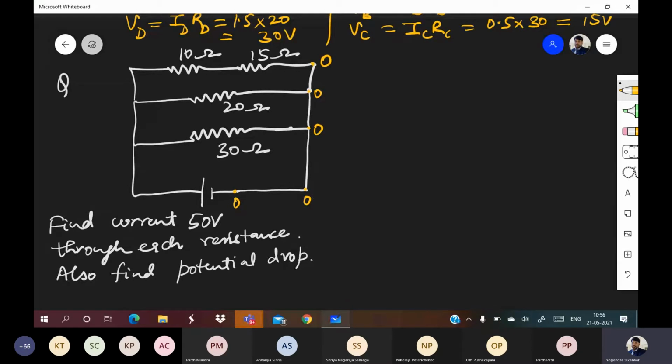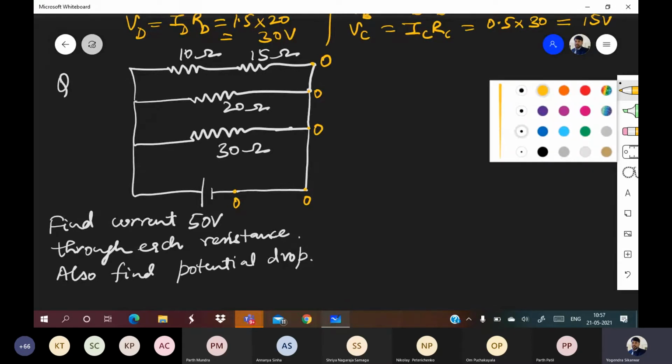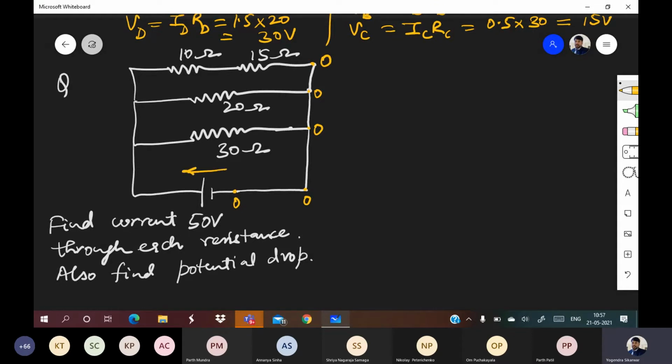Now, when we are going from the negative terminal to the positive terminal of the battery, from here to here there is a battery connected, and the potential of the battery is 50 volt. So the potential of this point will be 50 volt. So the potential of this point will also be 50, and this point and this point will also be 50.